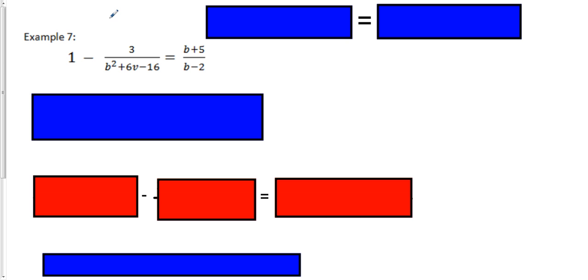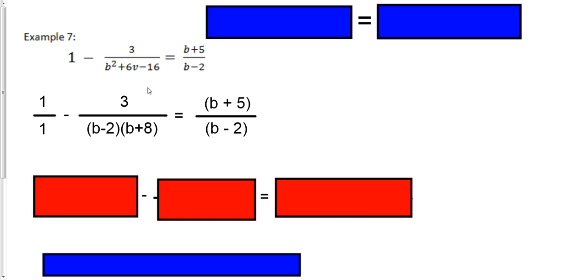And our last one, example 7. We've got 1 minus 3 over b squared plus 6v minus 16 equals b plus 5 over b minus 2. Let's factor everything first. That's going to change it. This whole number becomes 1 over 1. This rational expression, 3, is its own factor, stays there. Do the AC method for this piece, and we get b minus 2 and b plus 8. b plus 5 is its own factor, and b minus 2 is its own factor.